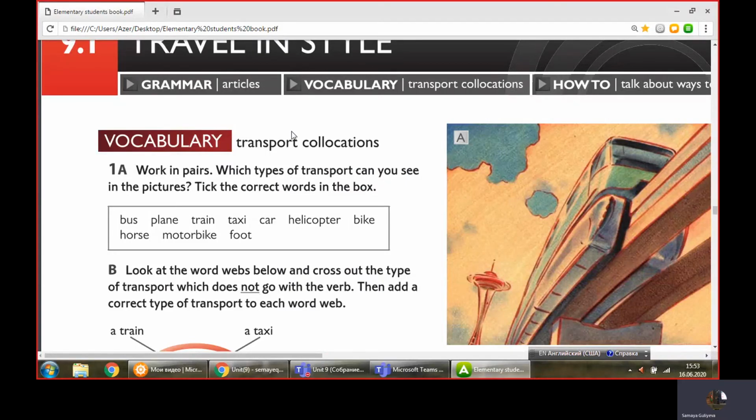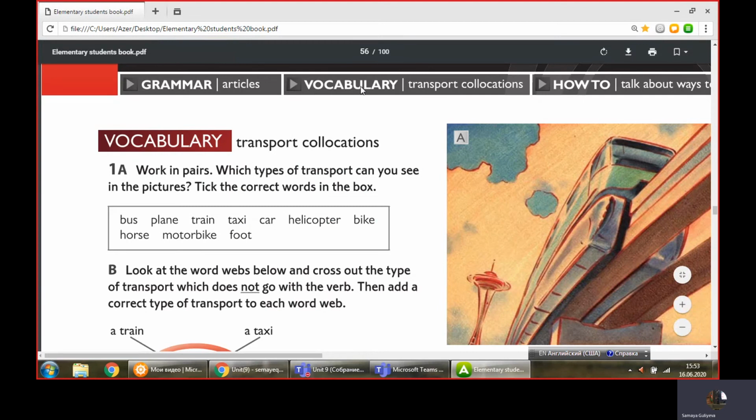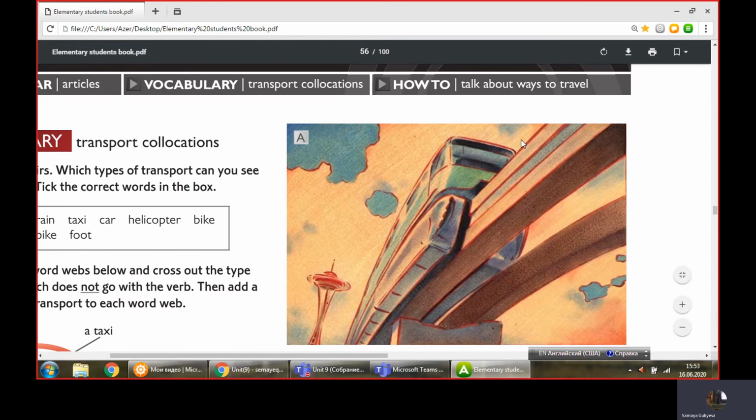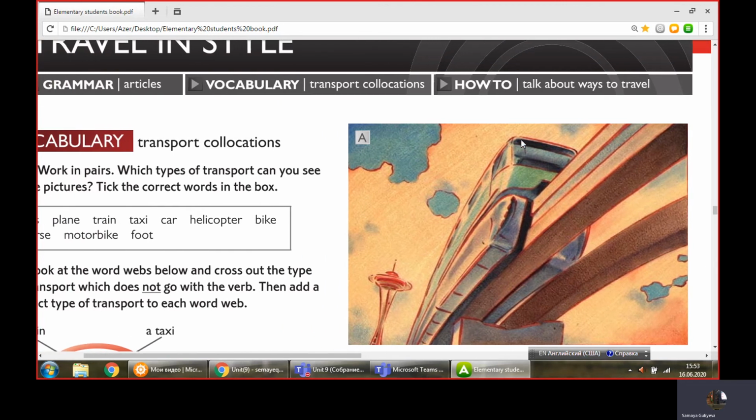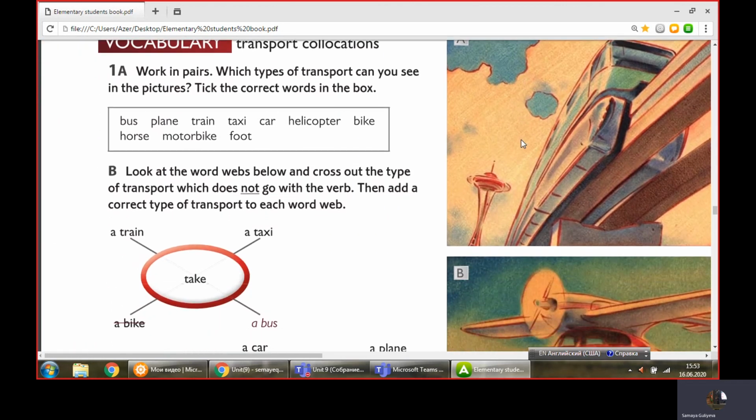Hello everyone. Today we are going to discuss articles, grammar articles, vocabulary, transport collocations, and speaking, talk about ways to talk about traveling. Transport collocations and some words for transportation: bus, plane, train, taxi, car, helicopter, bike, horse, motorbike, and foot.